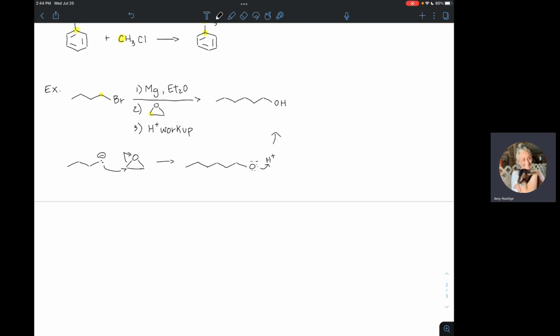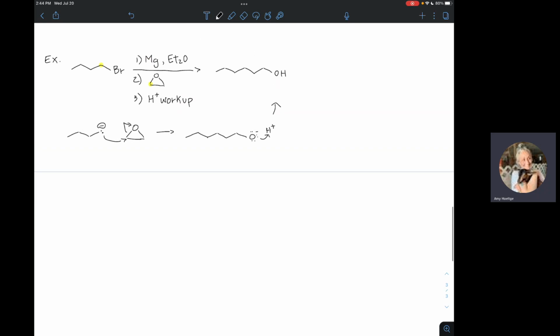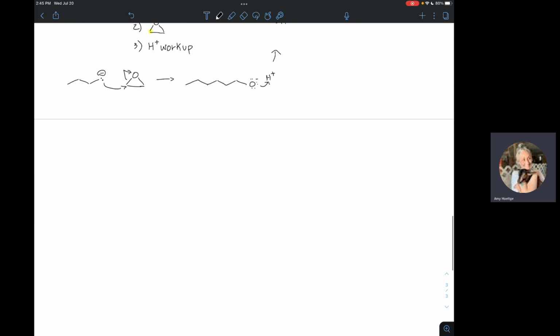You have to make sure that this reaction is good to go before you add the acid, because you will kill any unreacted Grignard reagent if you put water or any whiff of a proton anywhere near that thing before it's done. So let's talk about that little fancy cyclic ether, that little 3-membered ring.